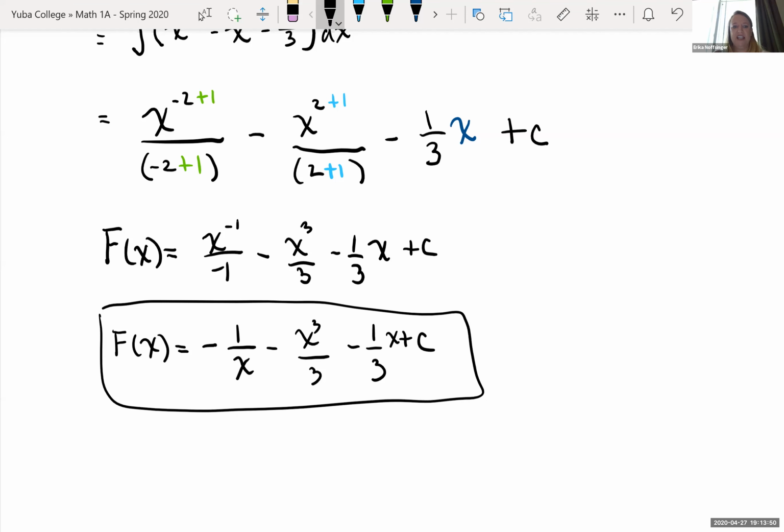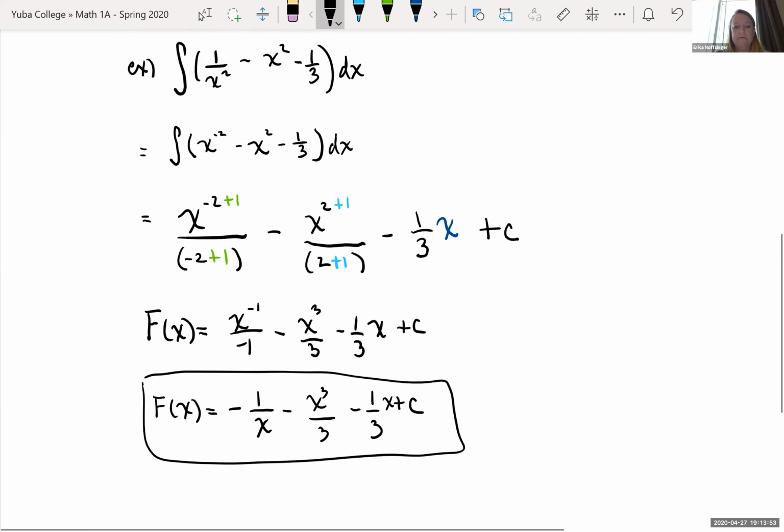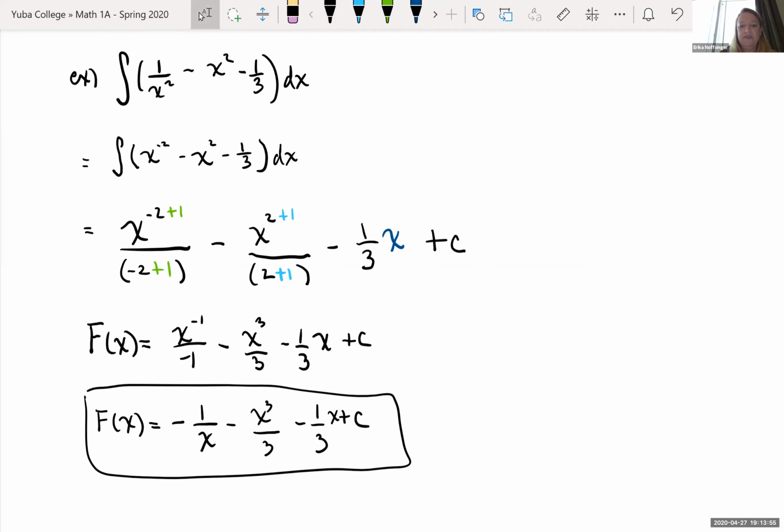So we can always check this by going backwards. If we took the derivative of this antiderivative, capital F of x, we should get back this little f of x, this 1 over x squared minus 1/3. So what we are taking the antiderivative of, just by terminology, is called the integrand. So little f of x is called the integrand.